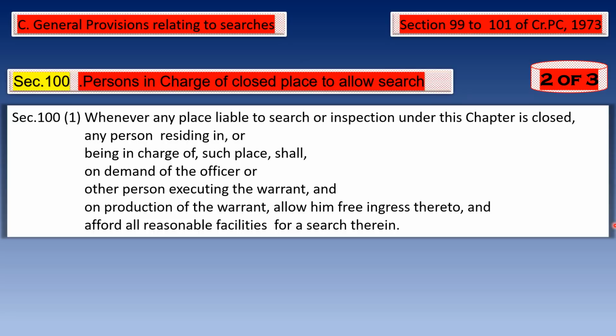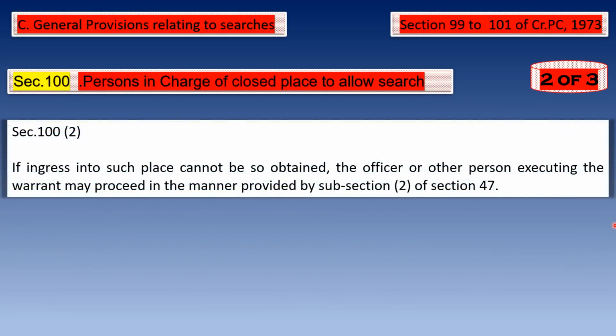Next, subsection 2 of 100 says, if ingress into such place cannot be so obtained, the officer or other person executing the warrant may proceed in the manner provided by subsection 2 of Section 47. This will be very easy to learn.